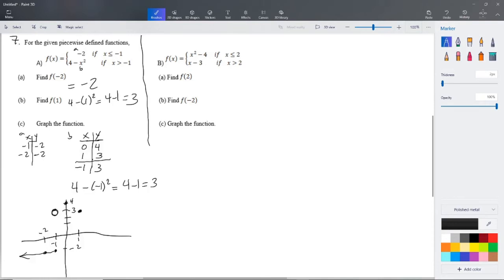Remember, this is parabolic, so this is going to go like this, and then start heading down and forevermore. And there we have it. We just graphed part A. All right, let's extend this line here so we don't mess up our part B.